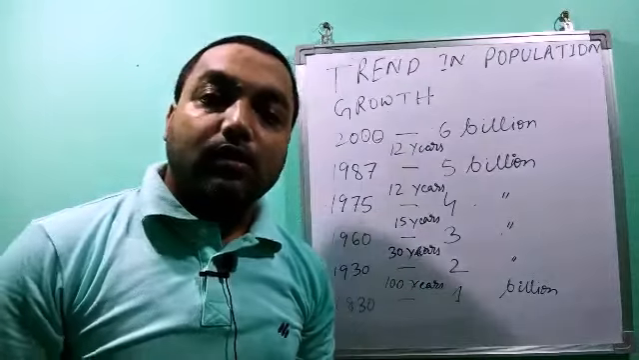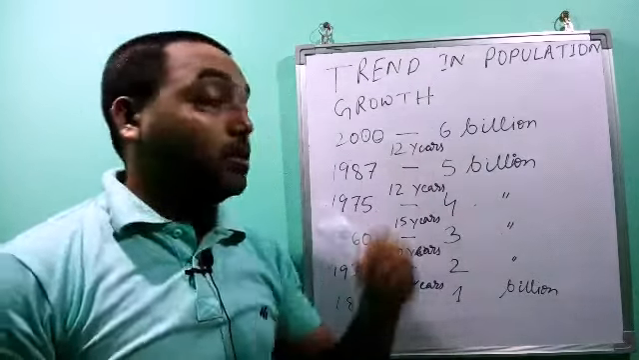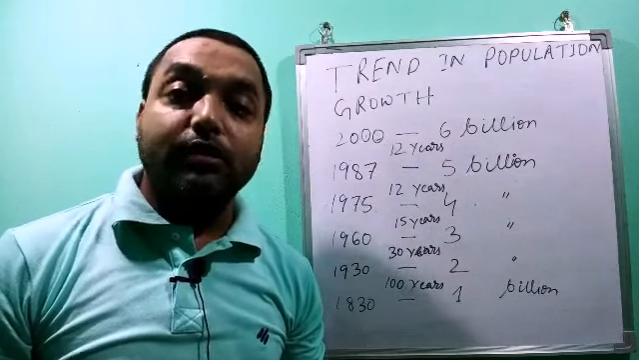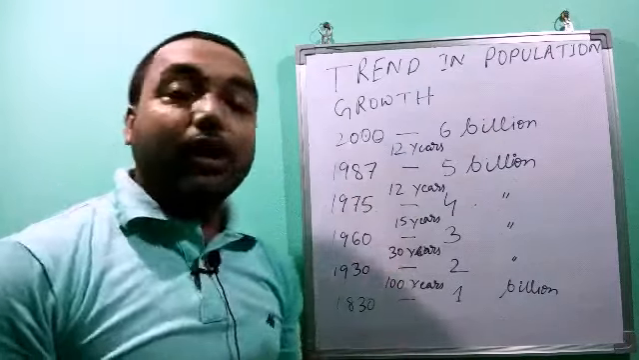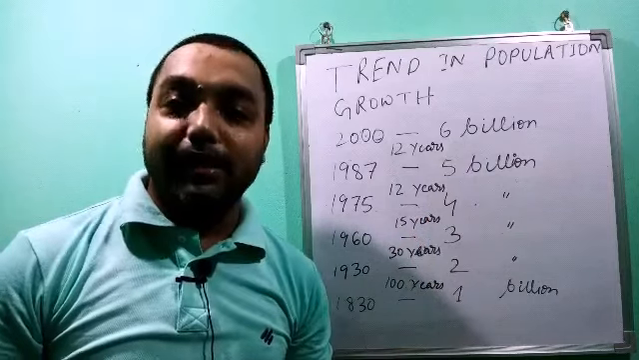So next, let us discuss the trend of population growth, that is, about the whole world, the trend of world population growth. If we see in 2000, the total population of the world is around 6 billion.